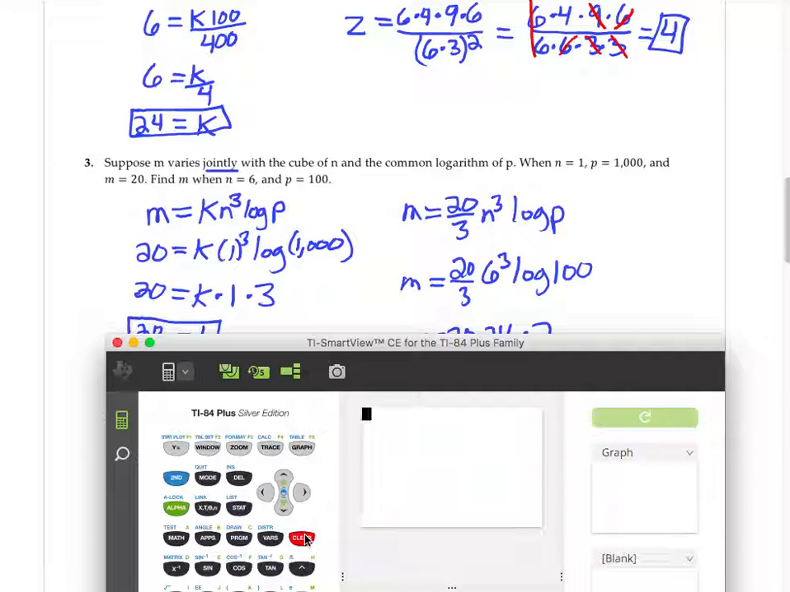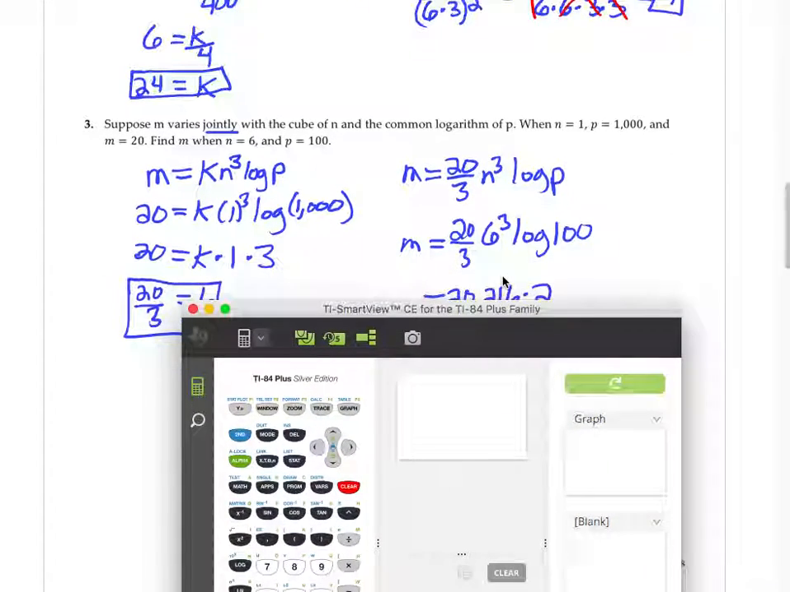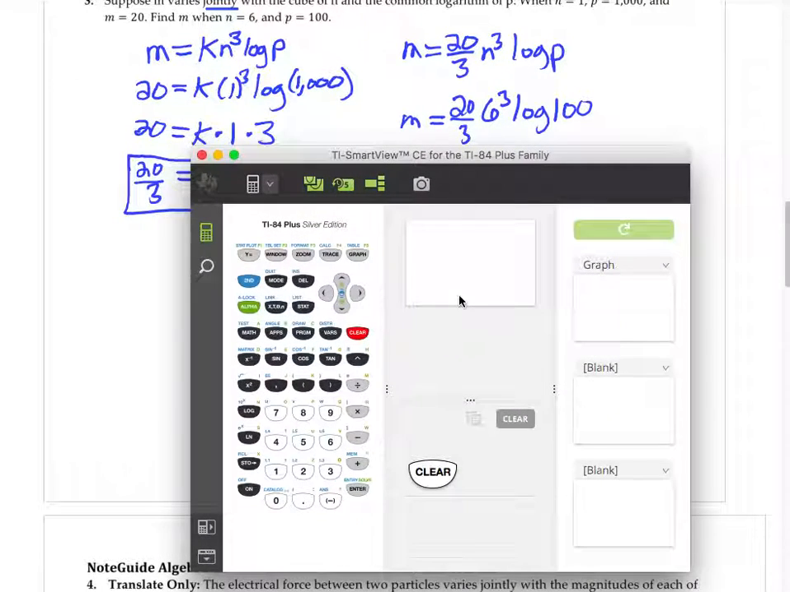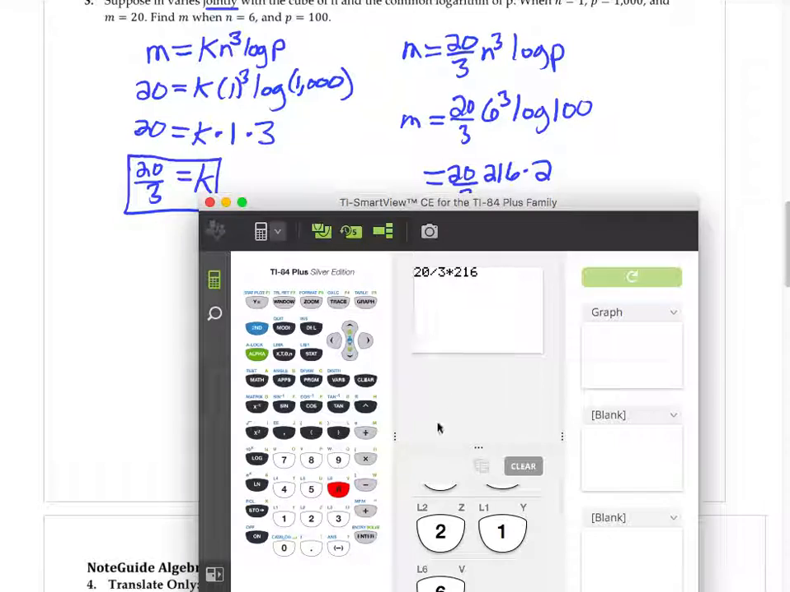So let's clear it out, and we'll go and put this guy in. Do we have enough room here? Let's see if we can pull this up a little bit. Okay, so 20 divided by 3, and we're going to multiply that by 216. You might want to wrap your fractions in parentheses if you're unsure. I know that my calculator is going to do this first and then multiply by 216 because it works strictly by order of operations. If you're not sure, don't do that.